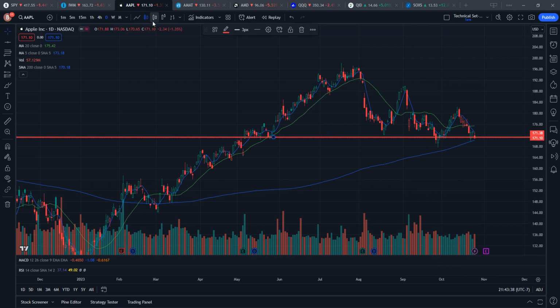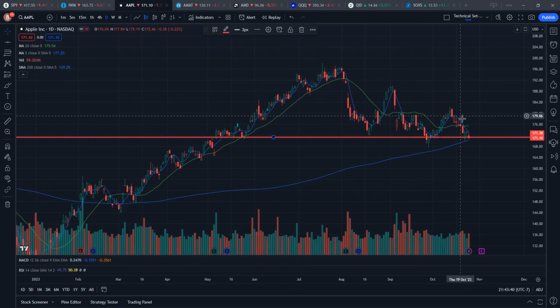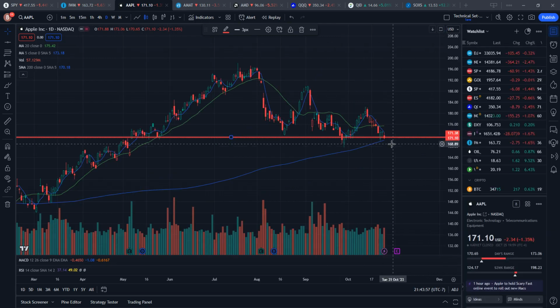You flip this over to a candlestick chart, and you can see it's actually broken through that today. So the question is, is it going to continue coming down, testing the 200-day moving average, which is at 170.18? So that moving average is right there. So you see how that moving average is just below the level of support.